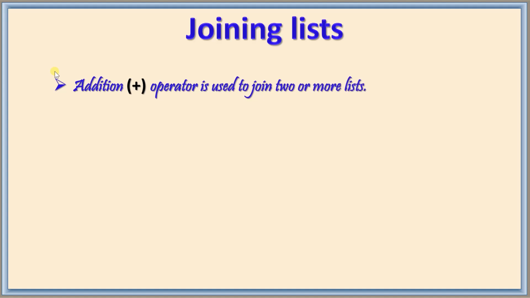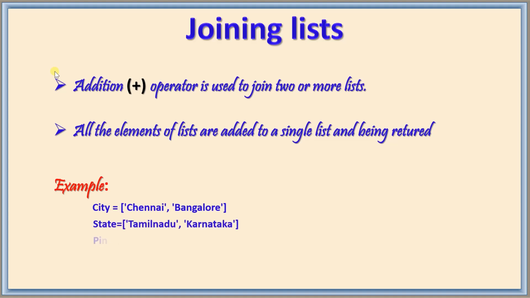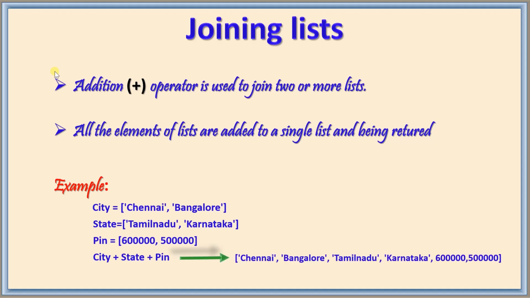The addition operator is used to join two or more lists. All the elements of the lists are added to a single list and returned. For example, if we have different lists, one called city, another called state, and another called pin, and I give city plus state plus pin, then I will see a new list which has all the lists together like this.